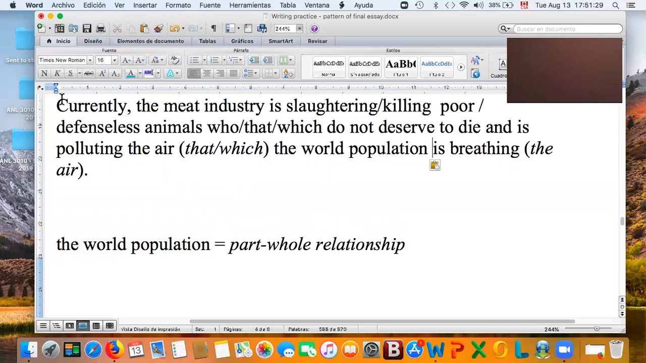There, that was more or less the original sentence. Currently, the meat industry is slaughtering, killing poor defenseless animals, who, that which, do not deserve to die, and is polluting the air the world population is breathing. Now, here's what I want you to notice. This here, all of this here, is an adjective clause modifying the air. And notice that this here can fall away.